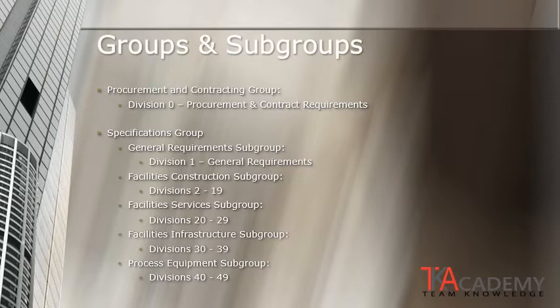The facilities construction subgroup, which included divisions 2 through 19. Facilities services subgroup, which included divisions 20 through 29. Facilities infrastructure group included divisions 30 through 39, and the process equipment subgroup included divisions 40 through 49.